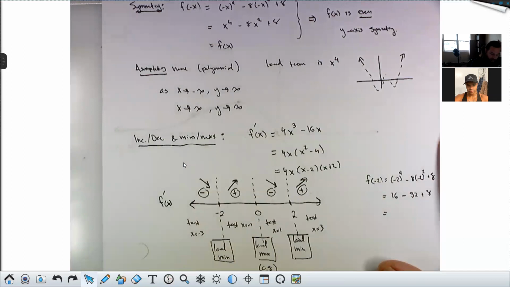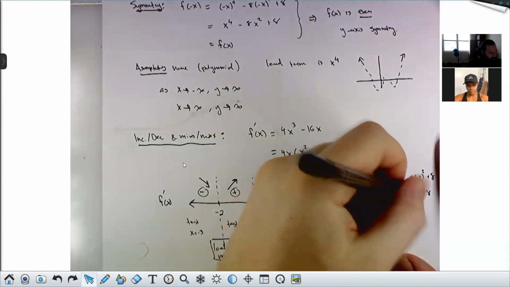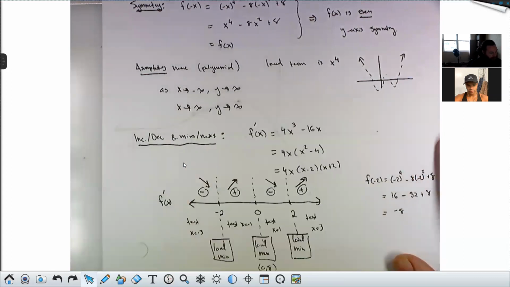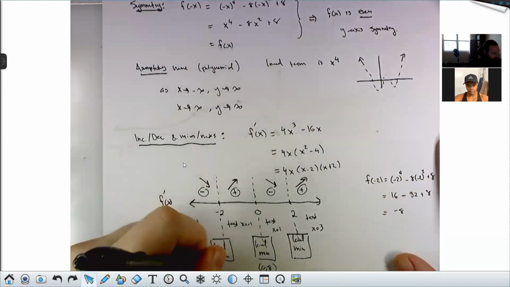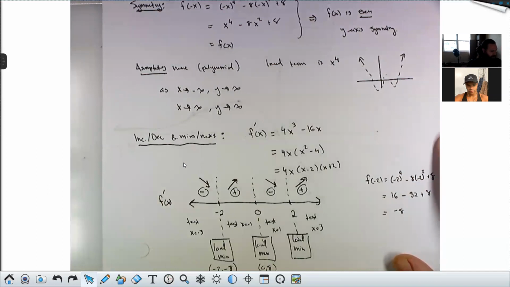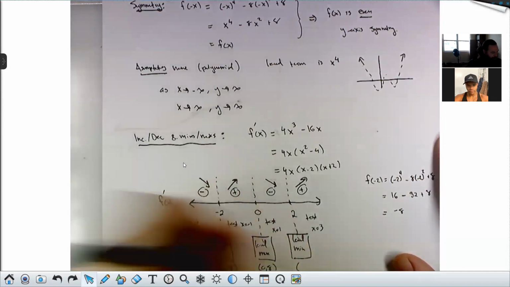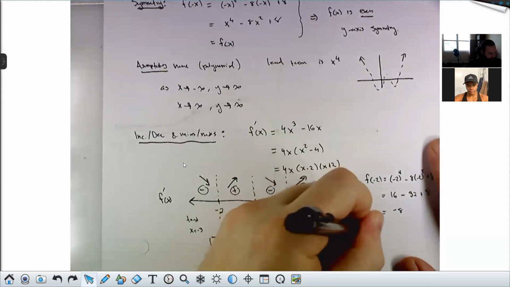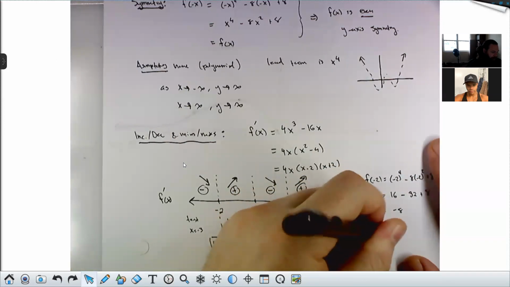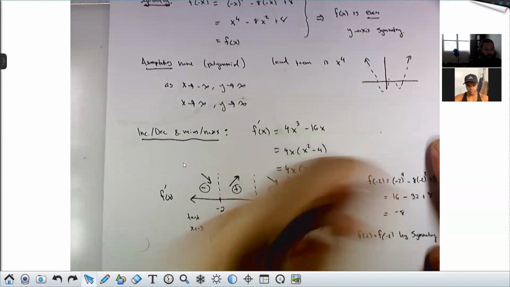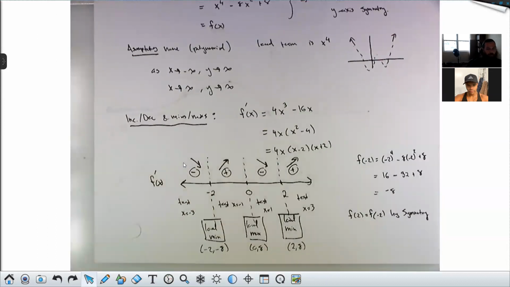So what is this? If I take 16 minus 32, that's -16. -16 plus 8 is -8. So f of -2 is -8. So this point over here is -2, -8. And then by the symmetry, I can say that the point over here has to be +2, +8. Right? f of 2 is equal to f of -2 by my symmetry. So I've got all my local mins and local maxes.